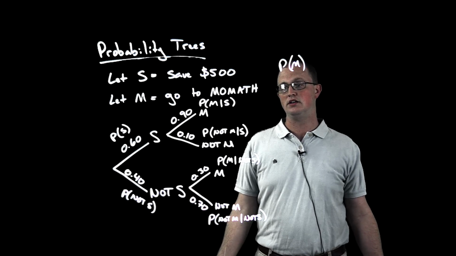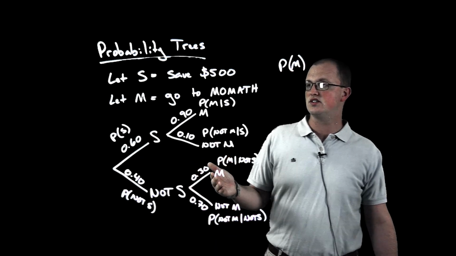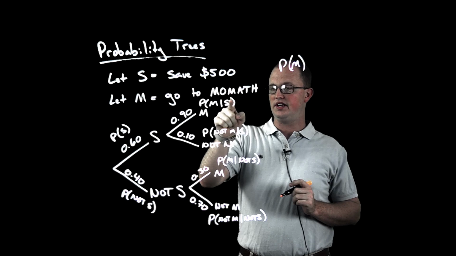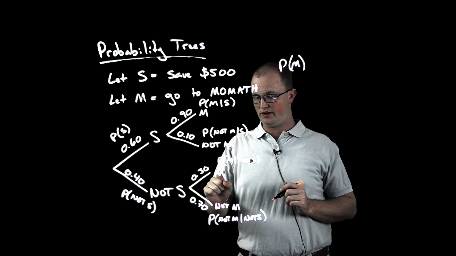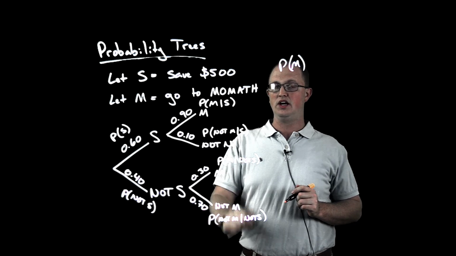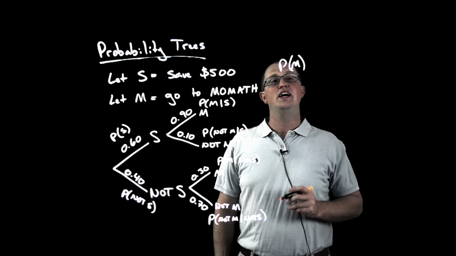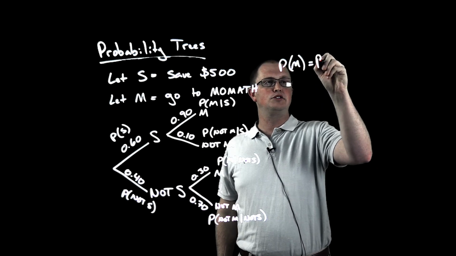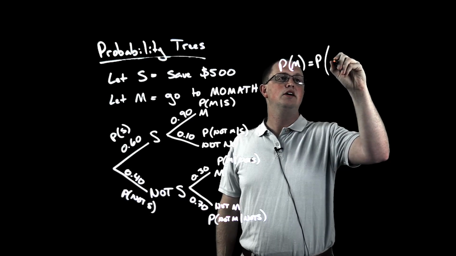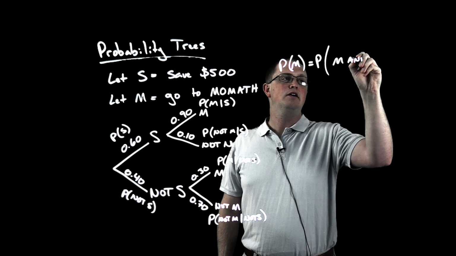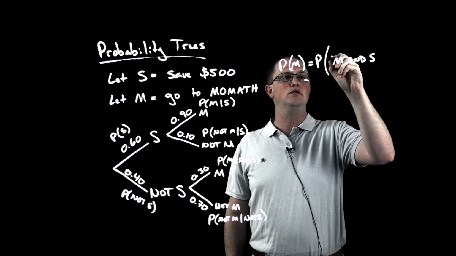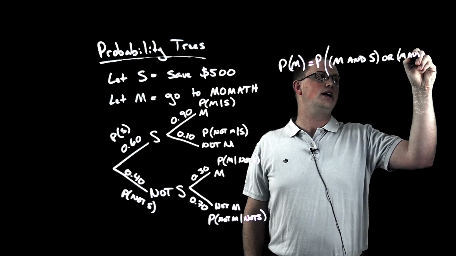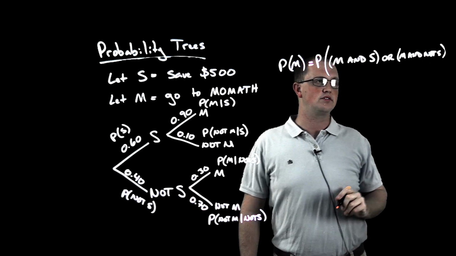Just directly. And if we look at this, we can see that the ways that we get to MOMAF are we can go to MOMAF if we make our $500 savings goal, but we can also get to MOMAF if we don't save our $500 goal. And so we can say, well, the probability of going to MOMAF is equal to the probability of going to MOMAF and making our savings goal, or going to MOMAF and not making our savings goal.